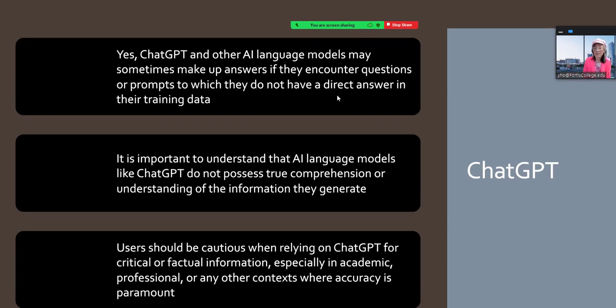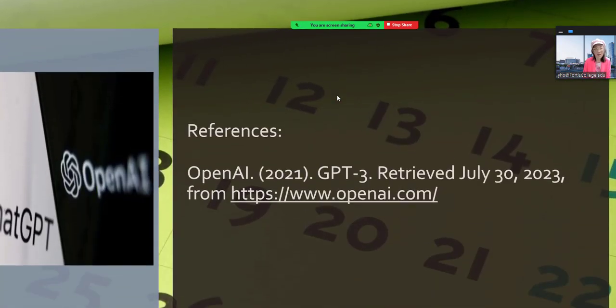Yes, ChatGPT and other language models may sometimes make up answers if they encounter questions or prompts to which they do not have a direct answer in their training data. It is important to understand that AI language models like ChatGPT do not possess true comprehension or understanding of the information they generate. That's why they sound so stilted. Users should be cautious when relying on ChatGPT for critical or factual information, especially in academic, professional, or any other context where accuracy is paramount.